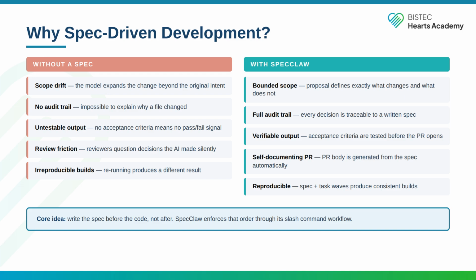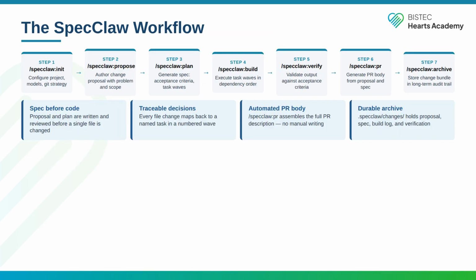The core idea is simple. Write the spec before the code, not after. SpecClaw enforces that order through its /command workflow. The SpecClaw workflow has 7 steps in a fixed sequence. You start with /SpecClaw init to configure the project, setting the model per phase and the Git strategy. Then /SpecClaw propose to author a change proposal with a problem statement and scope.